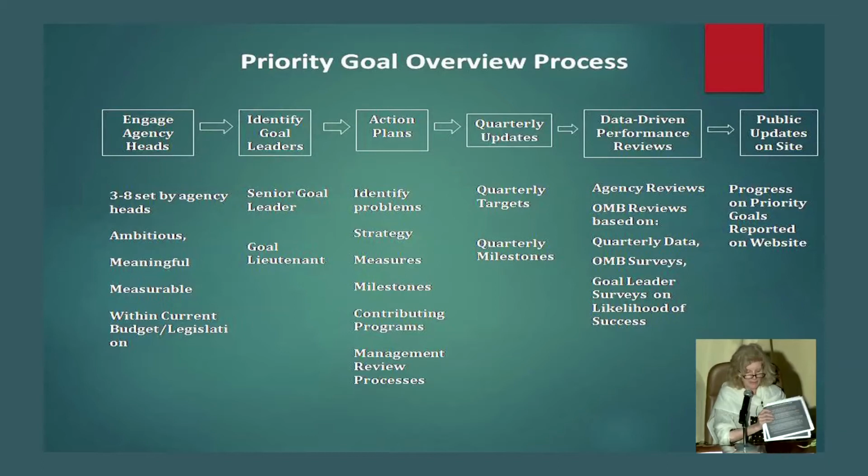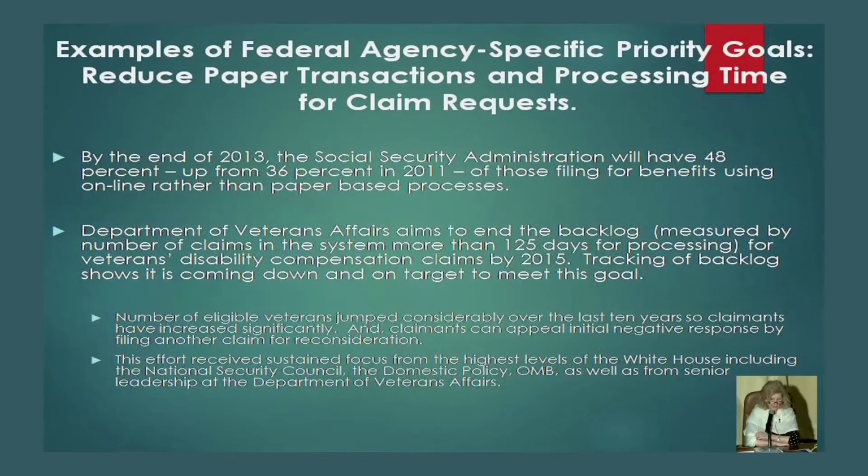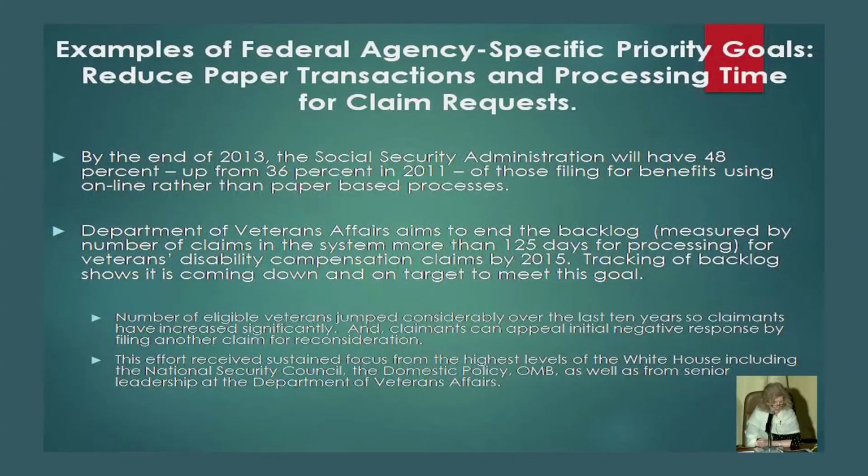I give you some examples in this next chart about how we are tracking specific goals in the Social Security Administration. They set up a goal that said by the end of 2013, they would have 48%, excuse me, that wasn't their goal, that's what they actually had achieved. They were achieving 36% in 2011. They are now achieving 48% of their filings for benefits online.